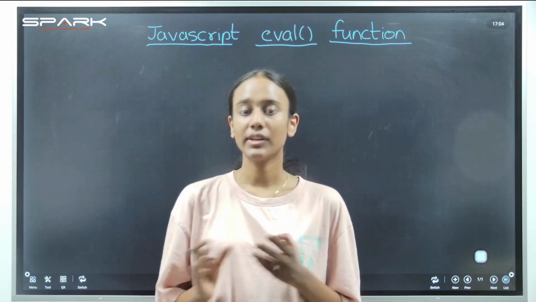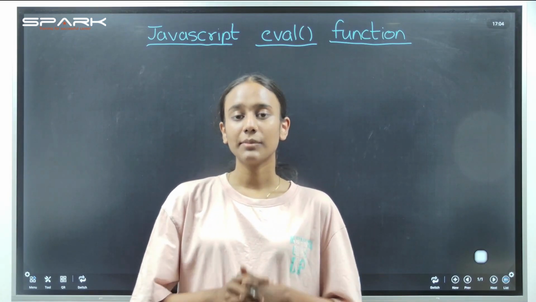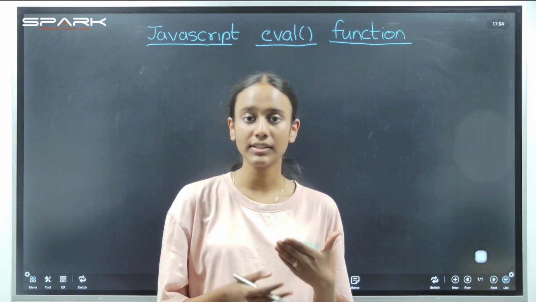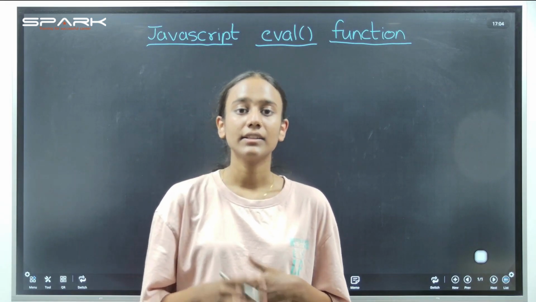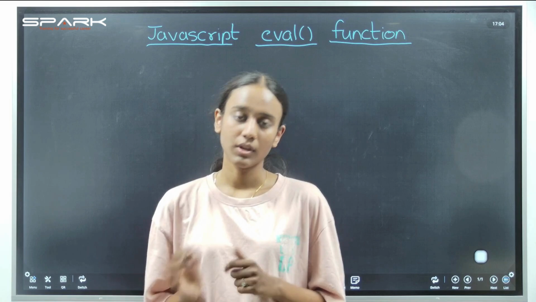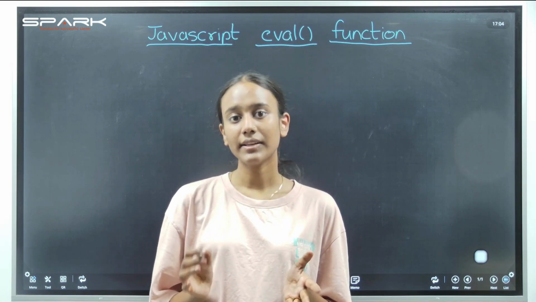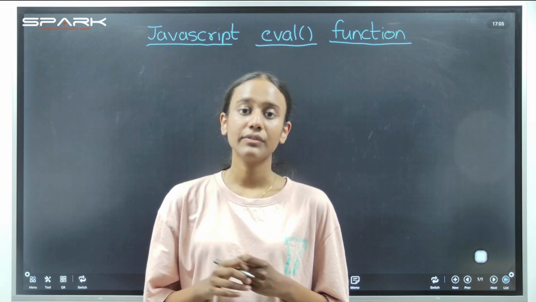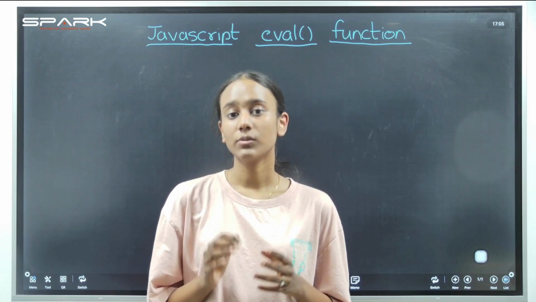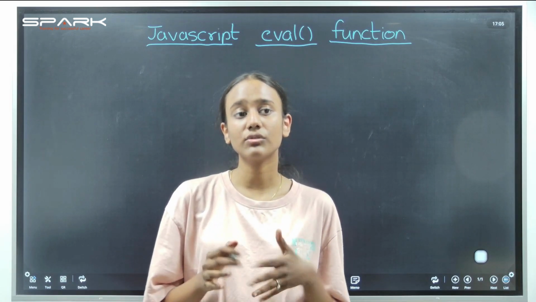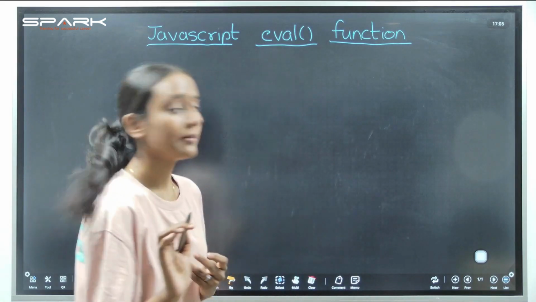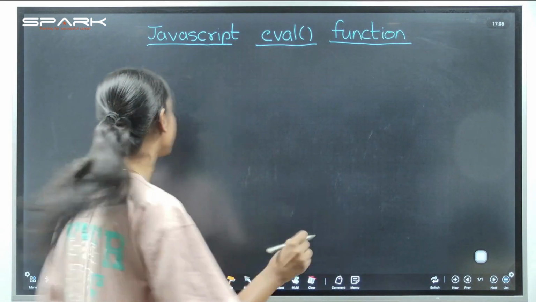Let me give you a definition about it. The JavaScript eval function is basically used to evaluate a string passed as an argument and execute it as code. It is very dynamic code. It is a very powerful tool, and we should avoid using it. Let me tell you how to execute the eval function first. Let me give you a basic example.